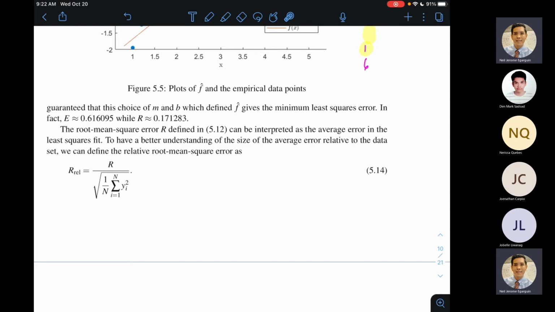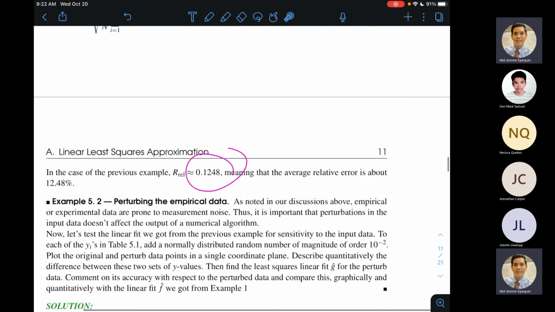Okay? And if we compute RL, or this relative root mean square error, makukuha natin ay 0.1248. Meaning on the average, the error is about 12.48%. So yun yung nakuha nating best linear fit. That might not sound to be very accurate, pero yun na yung best na makukuha natin from a linear fit.